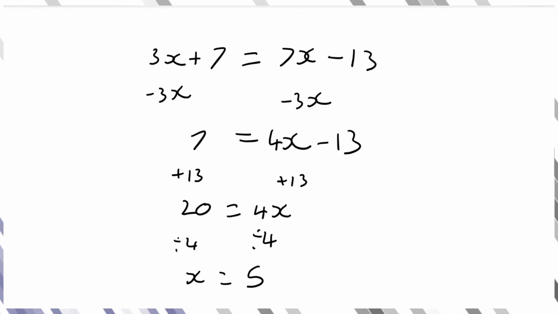We can check it. We could do 3 5s plus 7. That would be 15 plus 7, which is 22. And then 7 5s minus 13. 7 5s are 35. Take away 13 is 22 as well. So both sides are equal to 22 when x is 5.